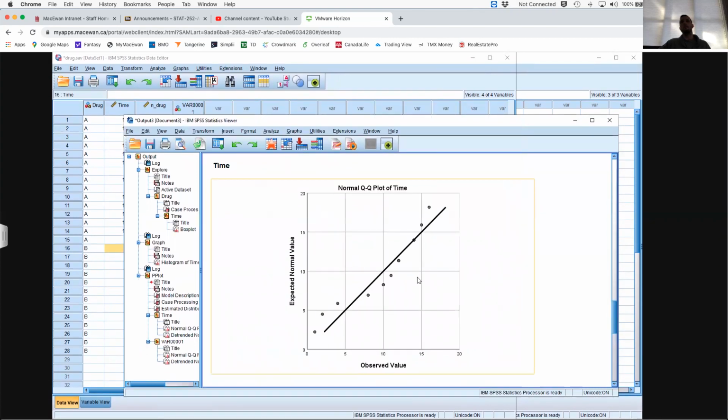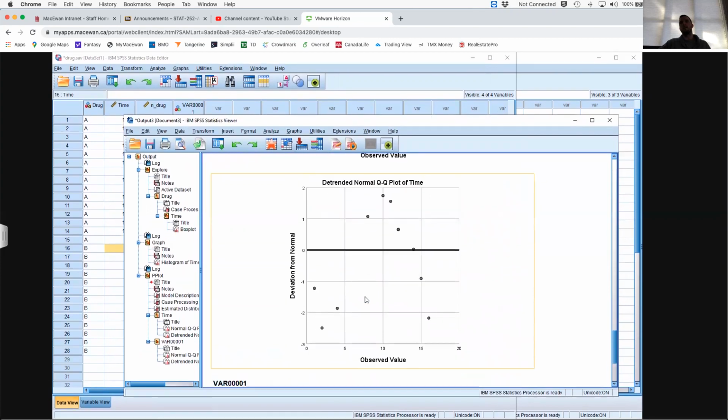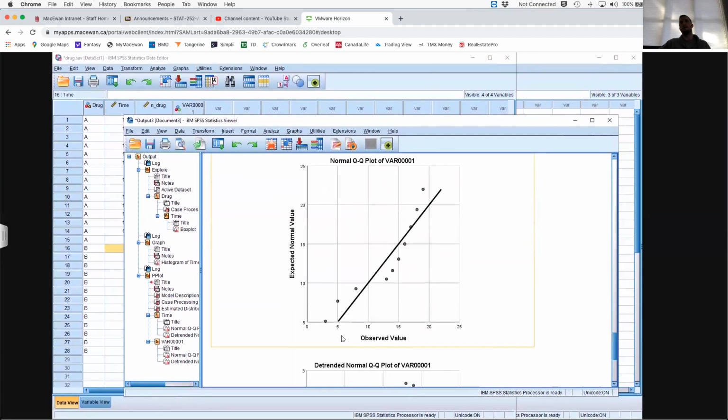Okay, so here's our QQ plot for time. You can see we have this kind of S-like shape here. We have tail activity in the lower area, which would imply left skewness. And then here we have the same type of shape, which again would imply left skewness.